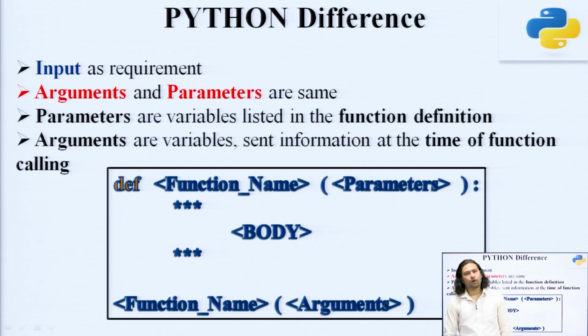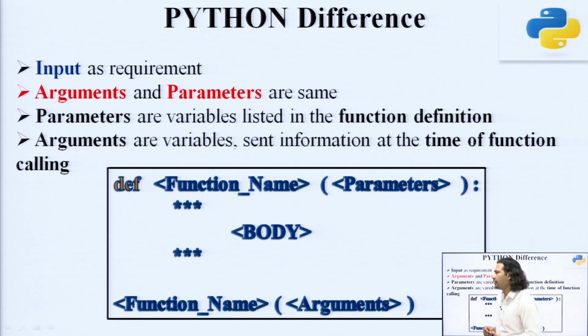Now, the next important thing is the difference between arguments and parameters. Generally, there is no difference between parameters and arguments, but some people really want to show the difference between them. So, we are going for the difference between the arguments and the parameters.